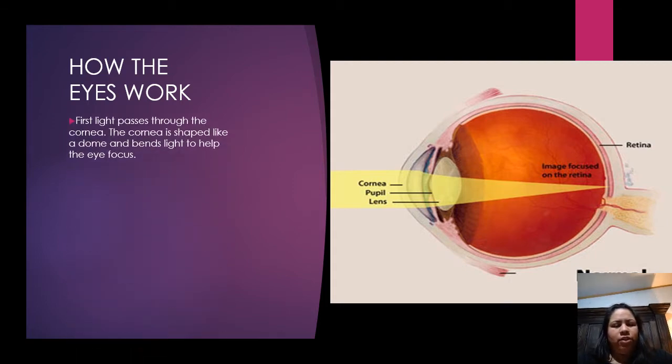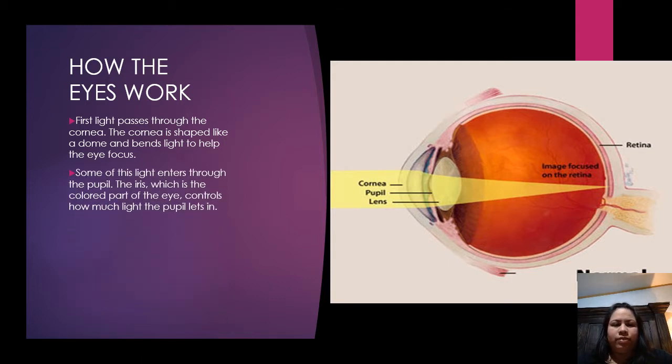First, light passes through the cornea. The cornea is shaped like a dome and bends light to help the eye focus. Some of the light enters through the pupil. The iris, which is the colored part of the eye, controls how much light the pupil lets in.